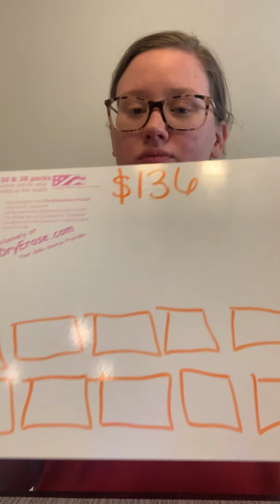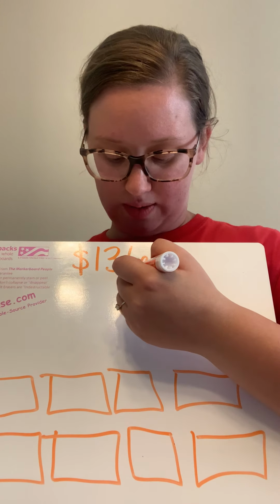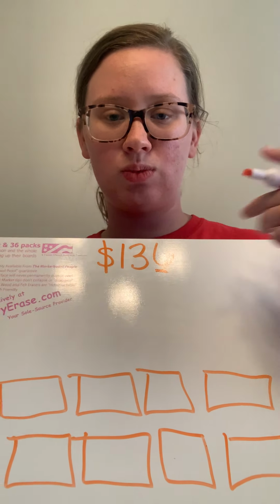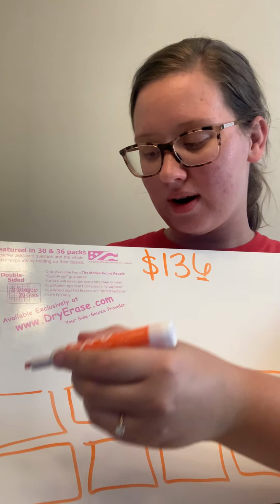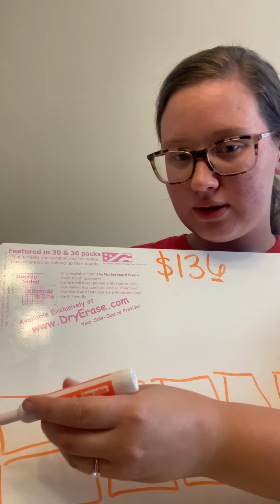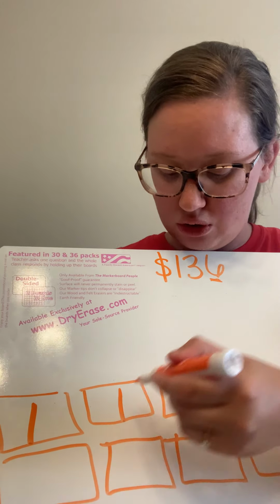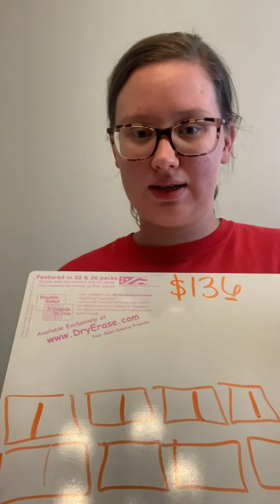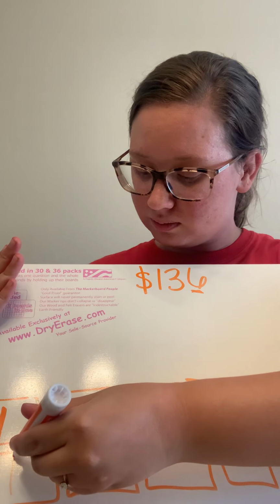So the first thing I need to do is look at my ones place. How many ones do I have? Well, I have 6 ones. So each square, we're gonna pretend that it's actually a dollar bill that we're creating. So I have 1, 2, 3, 4, 5, and 6 $1 bills.